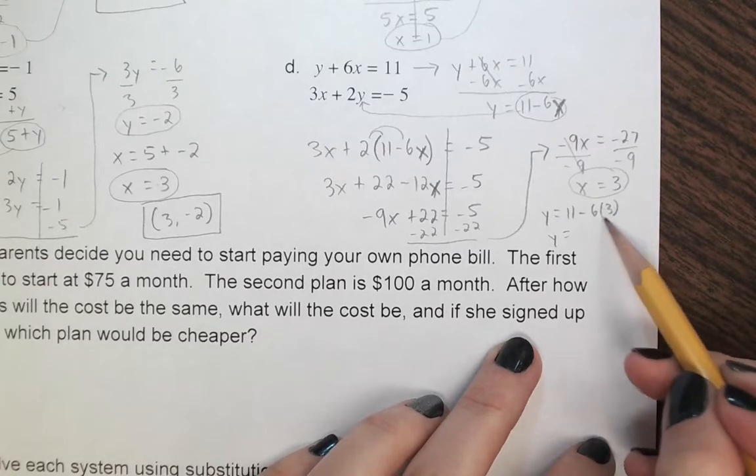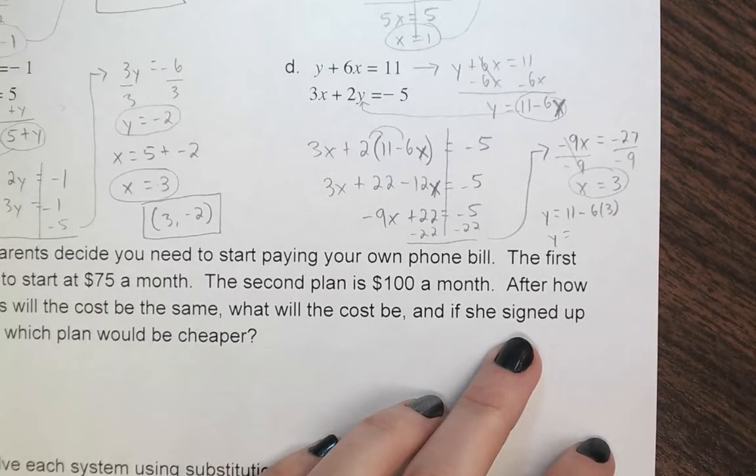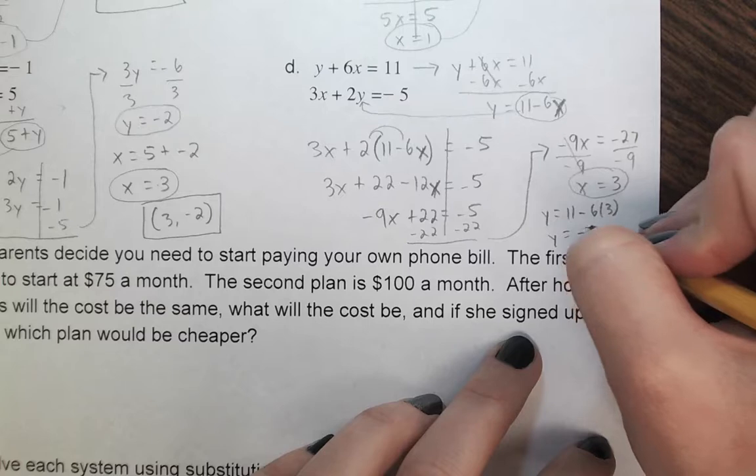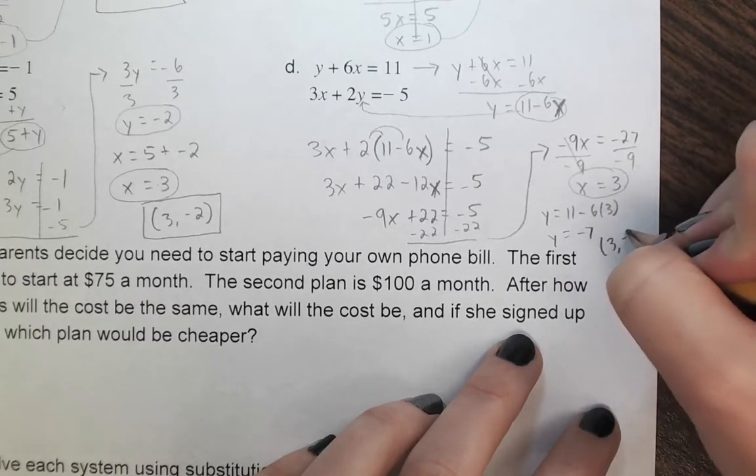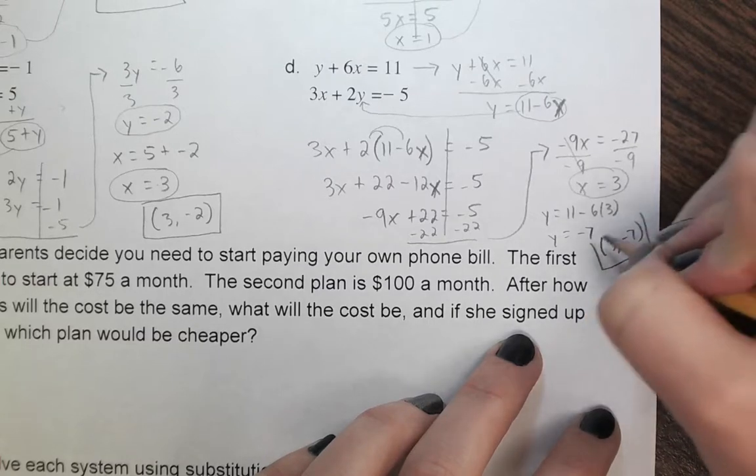Six times 3 is 18. 11 minus 18 is negative 7. So my point is 3, negative 7. Sorry, we kind of ran out of room on that one.